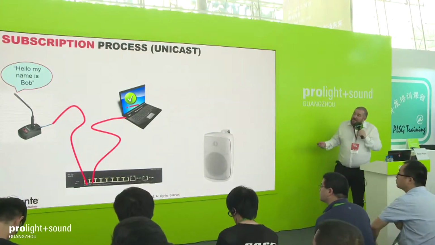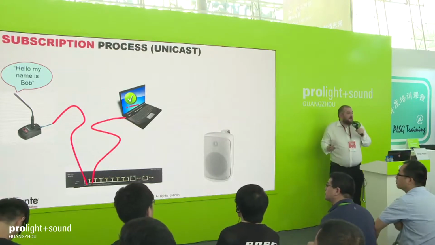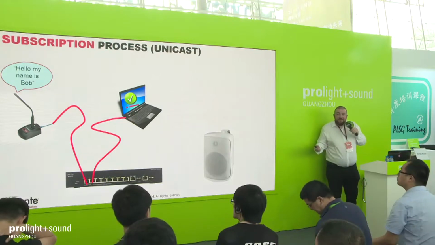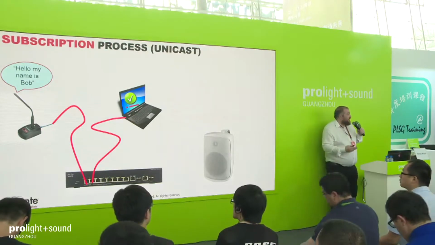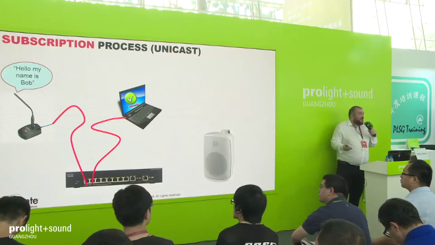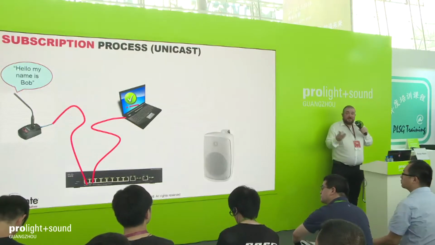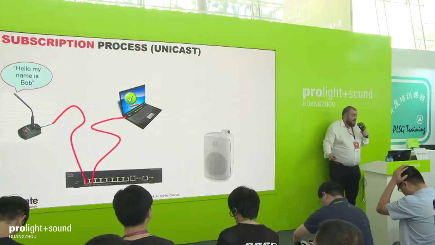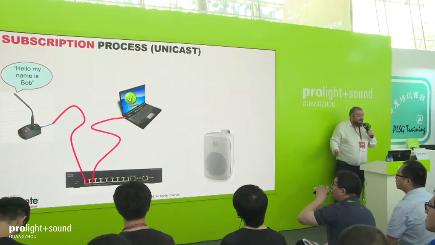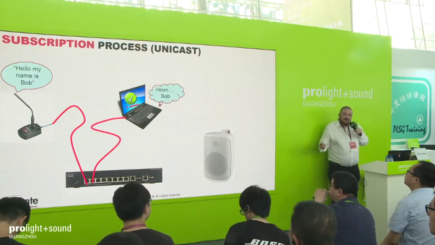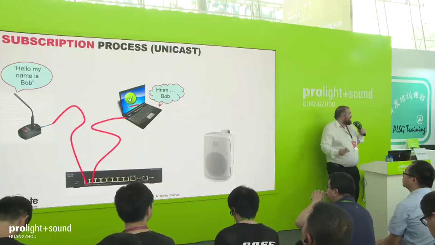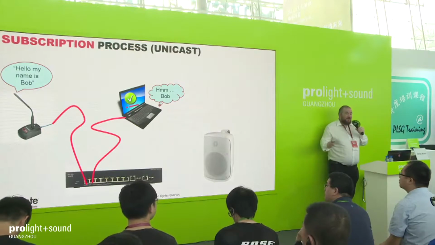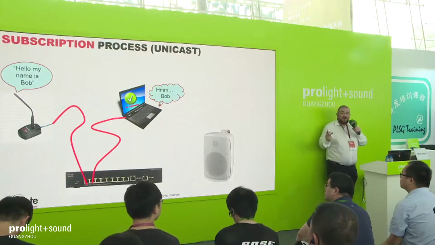I plug my microphone in, and the microphone sends out a multicast message to everybody saying, hello, my name is Bob, in this case. And you will see that. If you use Wireshark, you'll see something called an mDNS announcement, and it will just have the device name on it. And it could be Bob. Maybe. Now, this multicast message is picked up by Dante Controller that's listening for that multicast IP address, and it will put the name Bob onto the screen in Dante Controller.